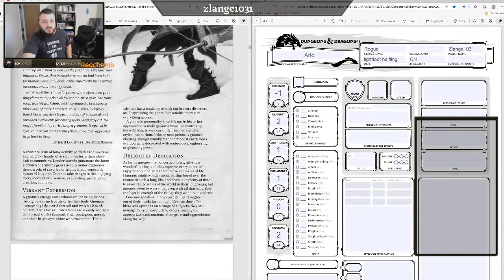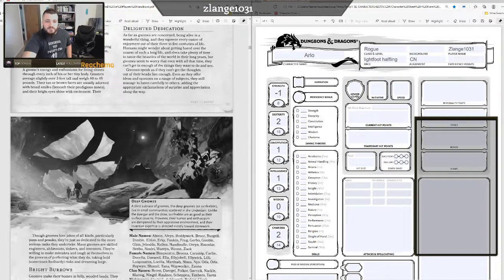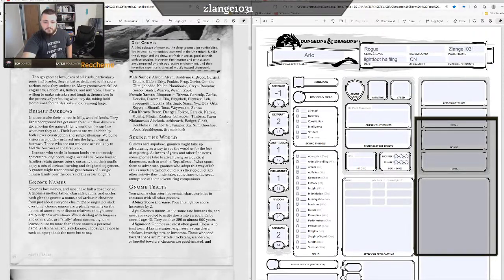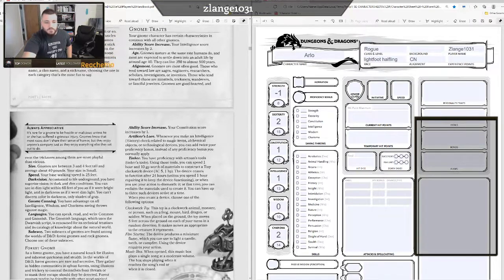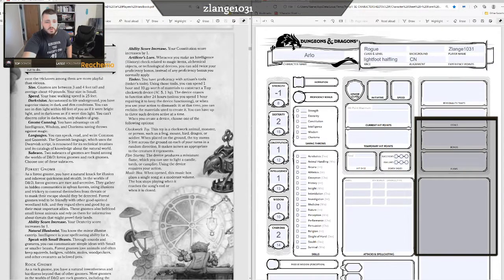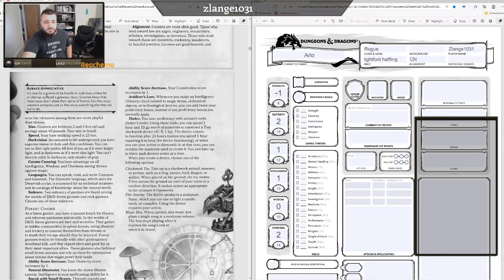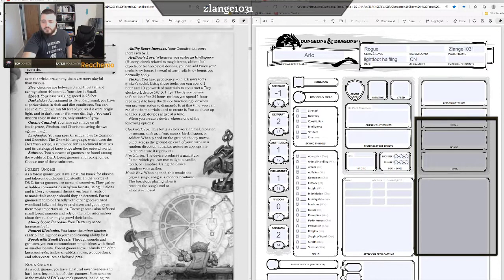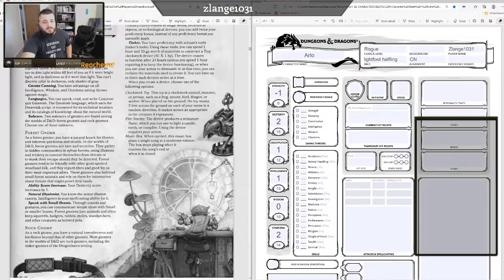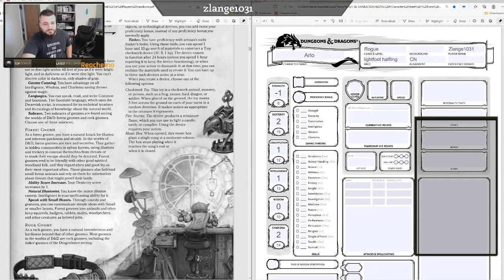You get your gnomes, which are kind of like halflings, but different at the same time. Gnomes, size small, speed. I miss. Yeah, I got ability score, intelligence. Got their age, alignment. They have dark vision. I don't think halflings had dark vision. I didn't see that. You got your cunning, which gives you advantage on all intelligence, wisdom, and charisma saving throws against magic. So you're pretty resilient in terms of resisting spells. I think that's the biggest difference between halflings and gnomes.